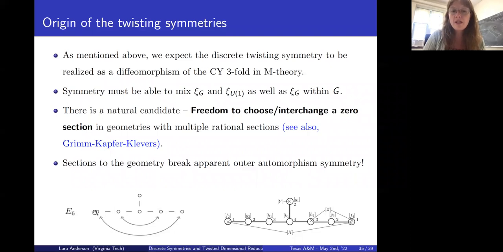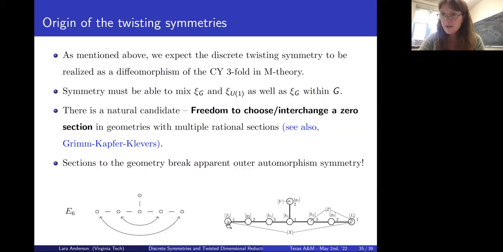The point I want to make is that if you have a gauge symmetry that is moving nodes of the Dynkin diagram back and forth, as soon as you have a section which has to intersect the fiber somewhere, you've broken that symmetry effectively, right? If I mark this point as special in the geometry, now suddenly I can't say it's symmetric with that one anymore.